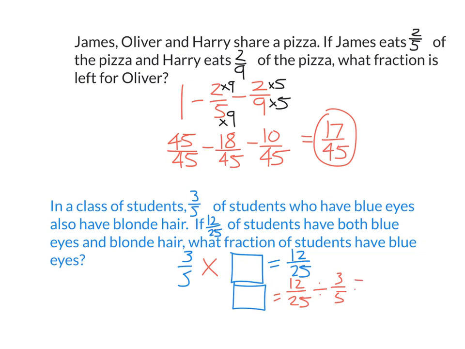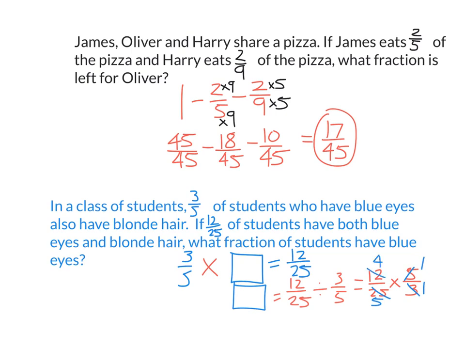So remember, to do that, what we do is we flip the second fraction and make it a times. Now, to make it easier on ourselves, rather than doing 25 times 3 involving big numbers, we can cancel. 5 goes into itself once, goes into 25 5 times. 3 goes into itself once, and it goes into 12 4 times.